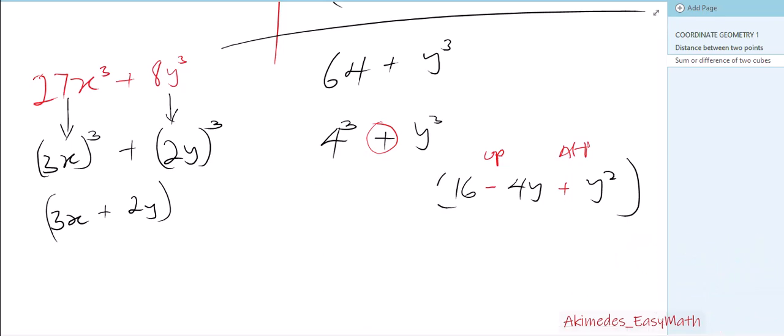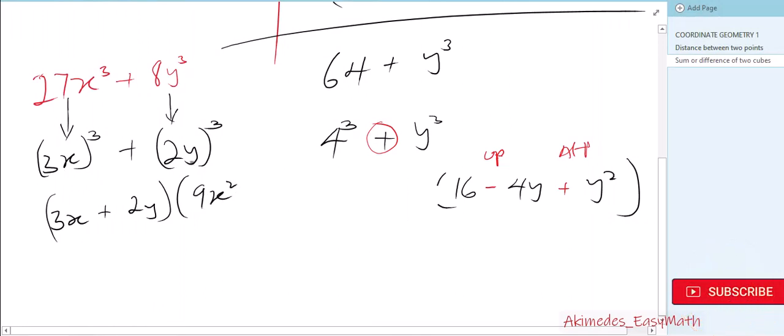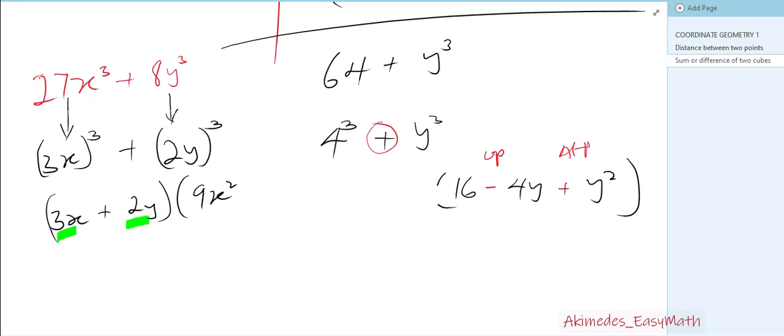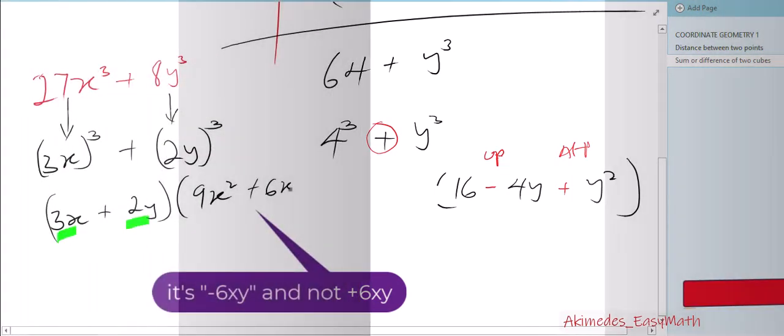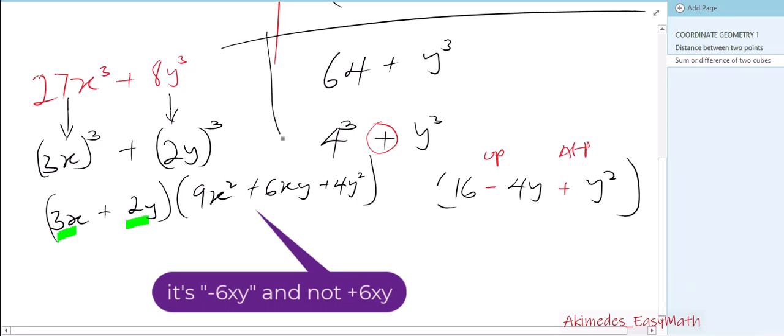With the trinomial, this is how it's going to be. Here we square the 3x, and we get 9x squared. We multiply the 3x and 2y, so 3x times 2y gives us 6xy. Then we square 2y, and we get 4y squared. So with expansion, this is how it's going to be.